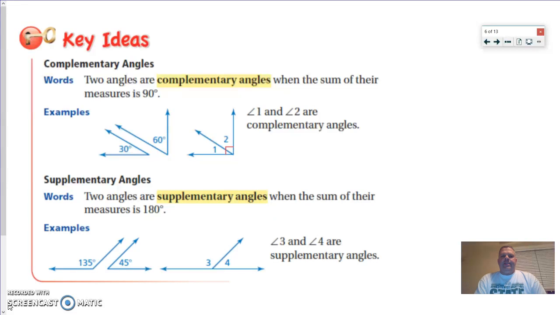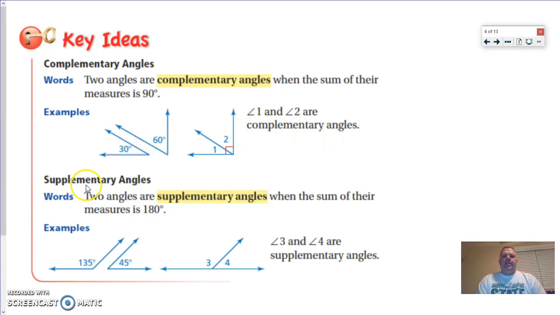So our two key ideas today are complementary angles. Two angles are complementary when the sum of their measures is 90. For example, 30 and 60. These two angles form a right triangle, so they are complementary angles.